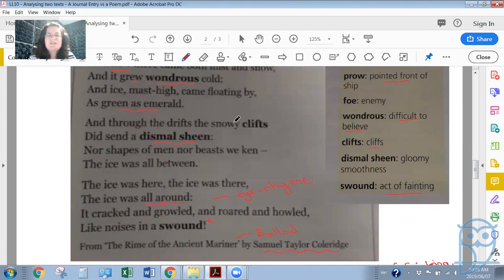And through the drifts, the snowy cliffs did send a dismal sheen, nor shapes of men nor least we can. We know the ice was all between us all. The ice was here, the ice was there, the ice was all around. It cracked and growled and roared and howled like noises in a swoon.